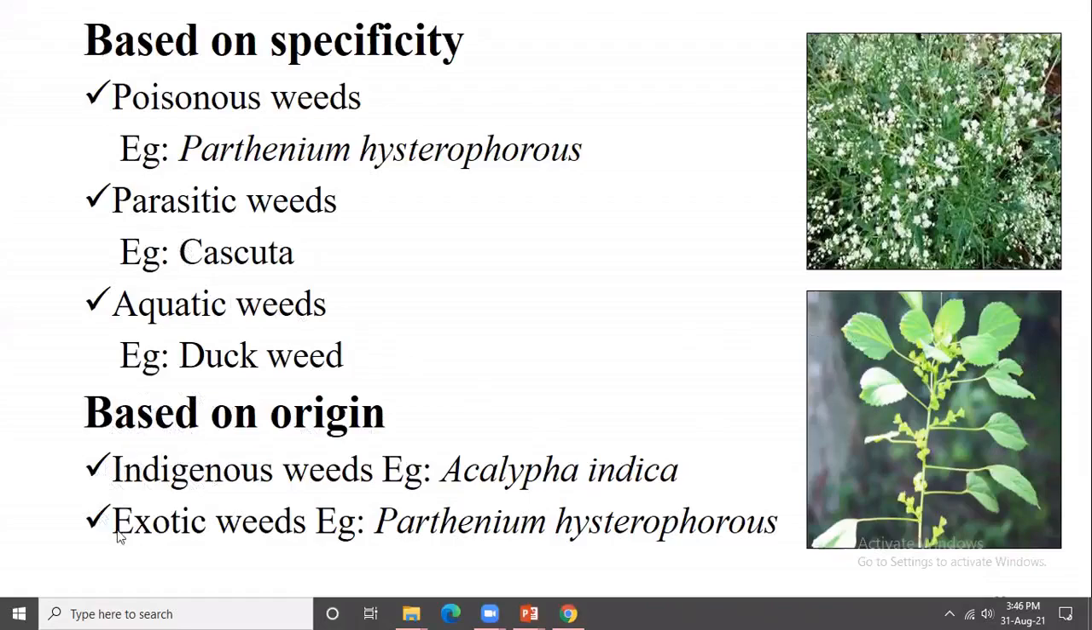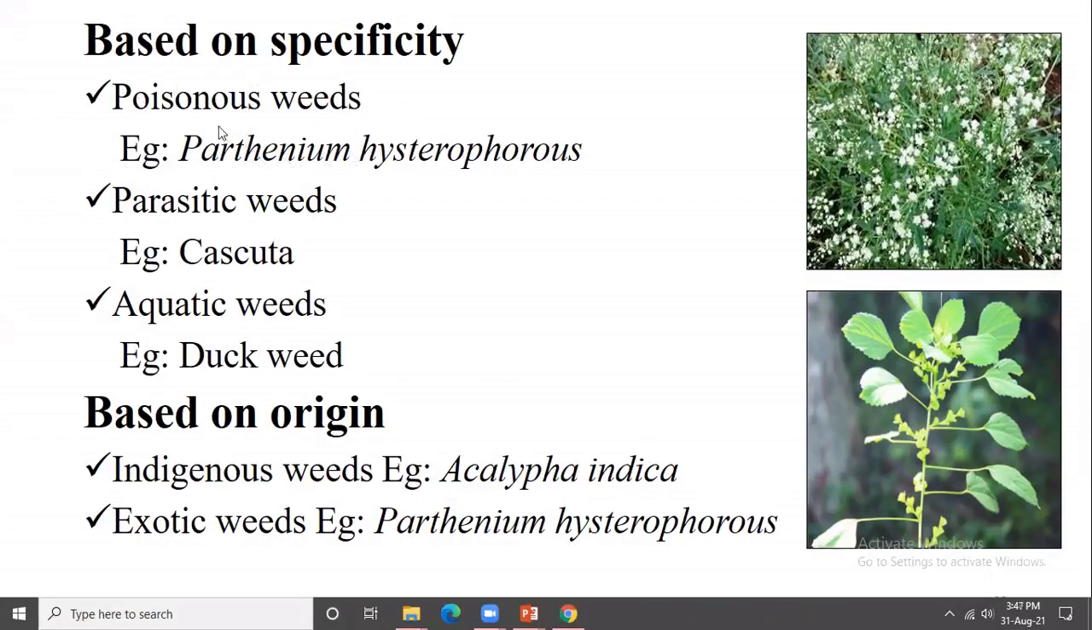Then based on the origin. Indigenous weeds, for example Acalypha indica. Then exotic weeds, for example Parthenium hysterophorus. You can note it, I think you have noted it already.